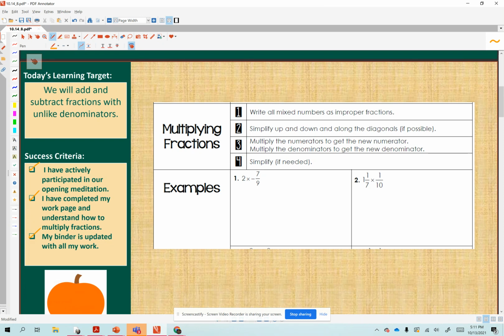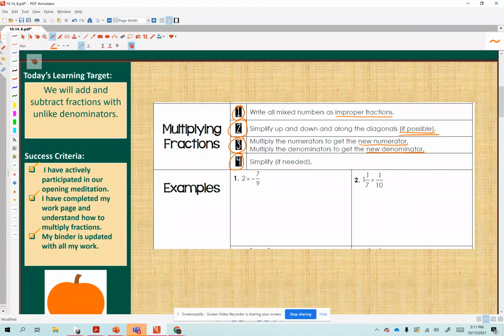So, multiplying fractions. When we multiply fractions, you want to do four things. You want to write all mixed numbers as improper fractions, and we've been working on that. You want to simplify up and down along the diagonals if possible. I call it cross simplification. You also want to multiply the numerators to get the new numerator, and then multiply the denominators to get the new denominator, and then your answer may need to be simplified.